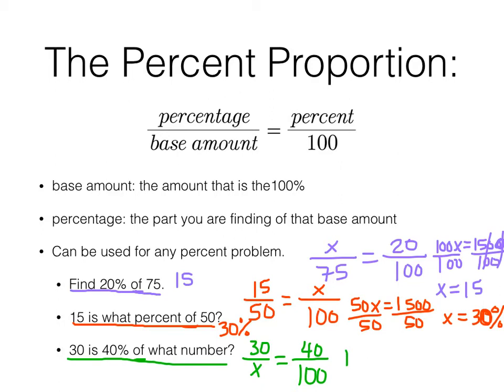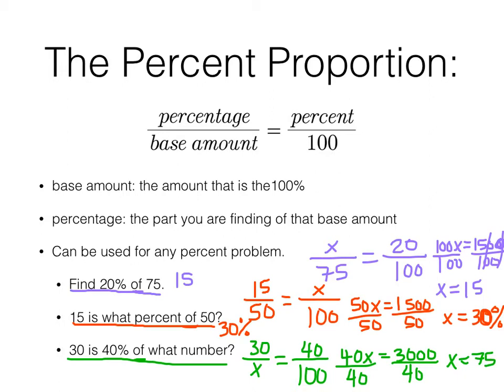Cross multiply. 40 times x is 40x. 30 times 100 is 3,000. Divide both sides by 40. And we're going to get 750, I think. Let's double check with a calculator so I don't mess up. Oh, I was wrong. I was totally wrong. It's just 75, silly, not 750.